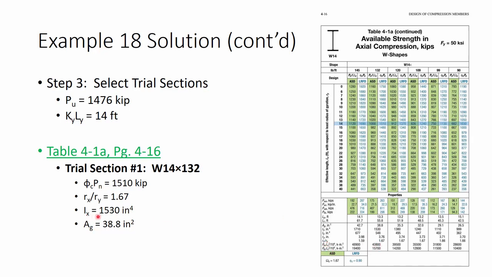I'm going to need its moment of inertia about the x-axis, and you'll see why here in a sec. That's 1,530 inches to the fourth, and I'm going to need its Ag, its gross area, which is 38.8. If we were looking at a singular column, we wouldn't need these two values. All we would need is the Rx over Ry. But you'll see here in a sec why we need the moment of inertia and the area for this example.